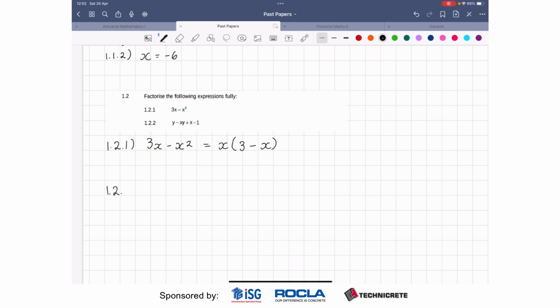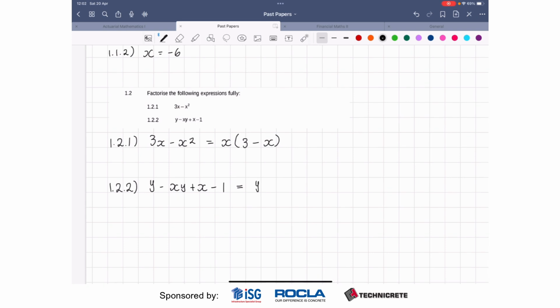Then for 1.2.2, I've got y minus xy plus x minus 1. And to factorize this, I'm going to want to group some terms. So I'm first going to rewrite this expression and put the terms that I want to group next to each other. So I want to group these two, and then I want to group these two. So I'm going to keep y at the front. I'm going to bring negative 1 next to it. And then I've got negative xy plus x.